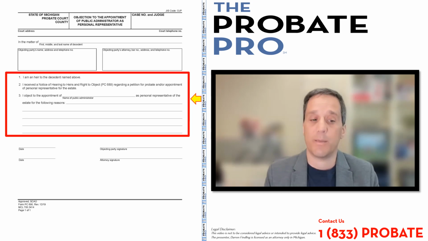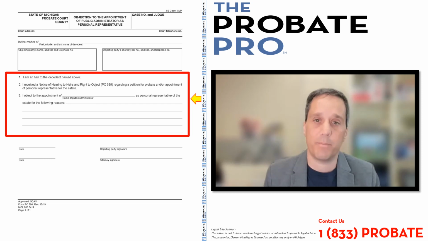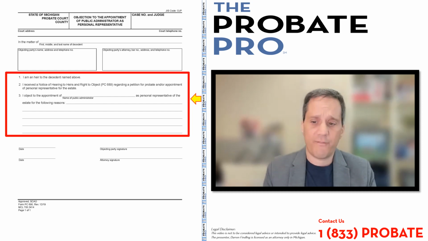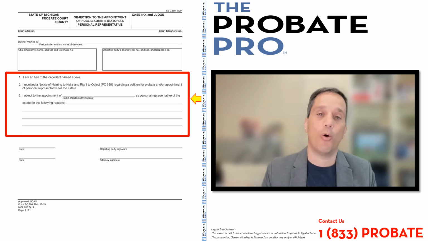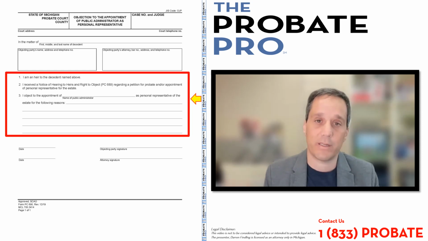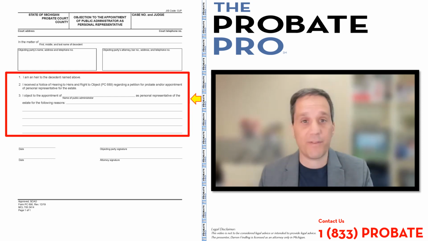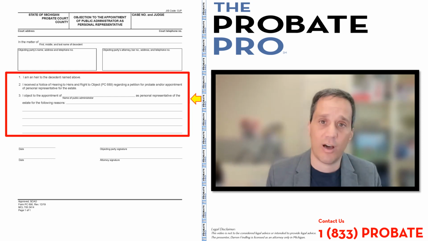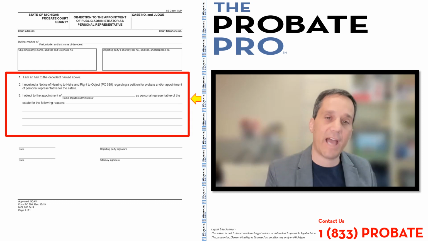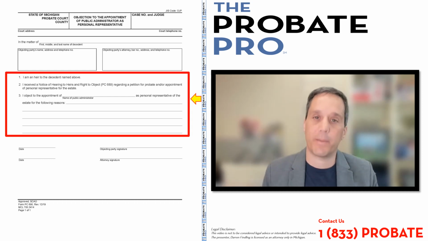Three, I object to the appointment of. This would be the public administrator that is being nominated within that petition for probate. So the objection is for that person to get appointed and for the following reasons. Now you can imagine a following reason may be, well, I'm named in the will and I have priority over the public administrator to be appointed. Or I am the son of the decedent or surviving spouse or nearest heir at law, and I have a right in higher order of appointment than the public administrator.